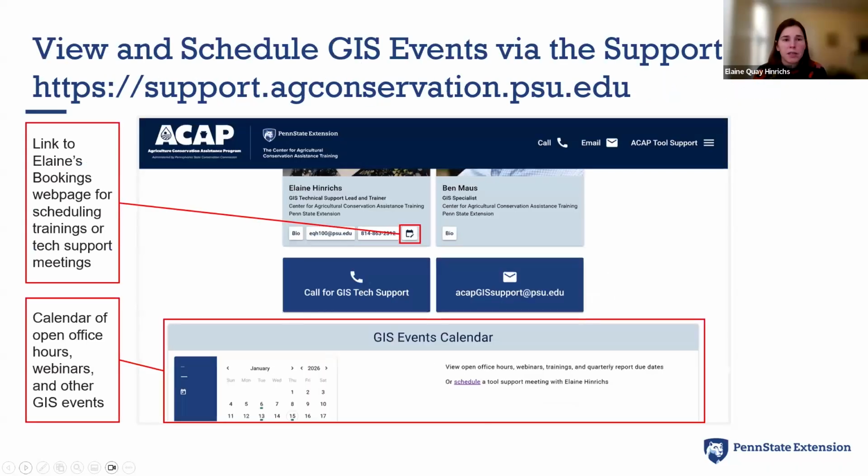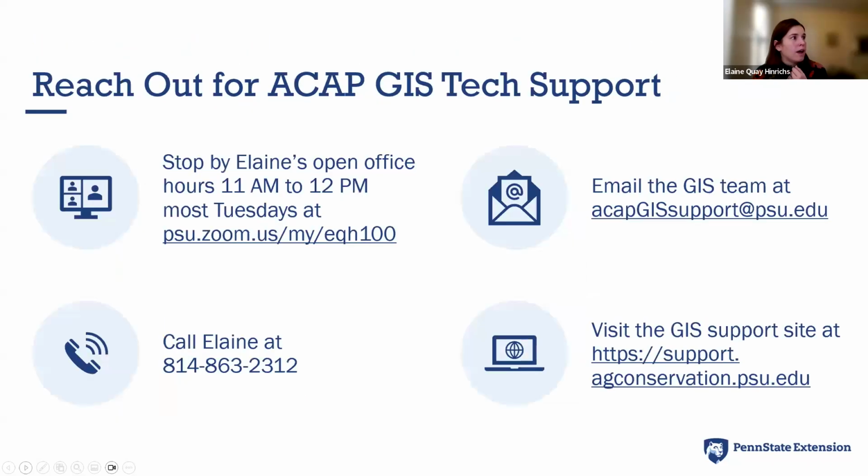So all this information is on the ACAP support website. I've got a GIS calendar there that has my open office hours. And then on my contact card there's a link to my bookings link as well. And as a reminder, my open office hours are most Tuesdays from 11 to noon. You can always call me. The best way to get in touch with me is usually the open office hours or emailing the ACAP GIS support email address. And then, of course, we have our support website there.